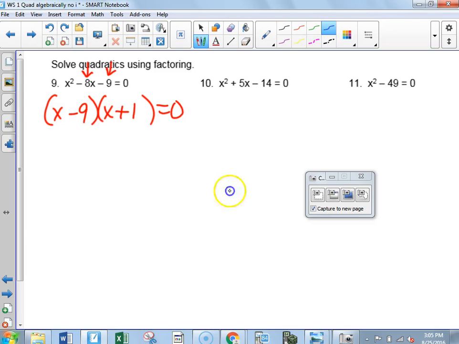Now, does everybody know why we do x equals 9 or negative 1? Why does that work? Why is that true? Because we FOIL it all. It doesn't matter which order.